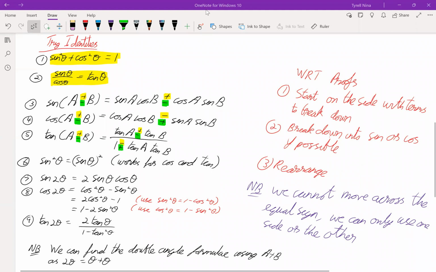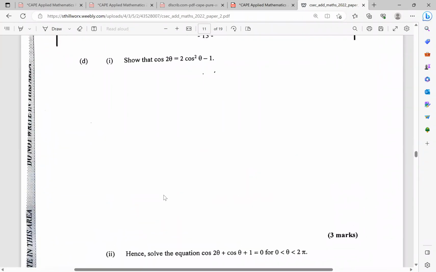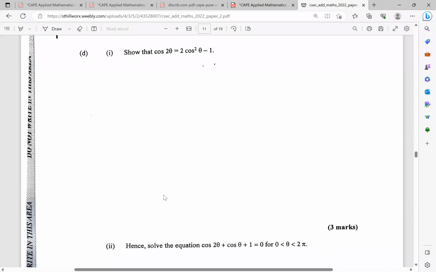Right. So let's look at the 2022 paper. These two questions here. This was 6 marks. Show that cos 2 theta is that, and hence solve the equation.